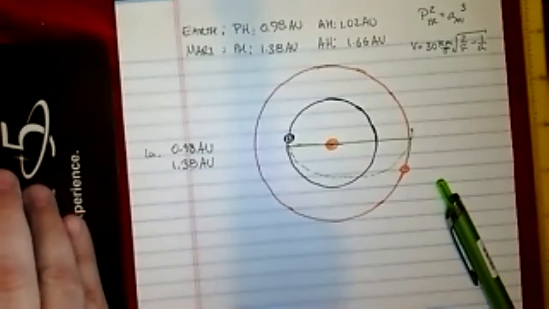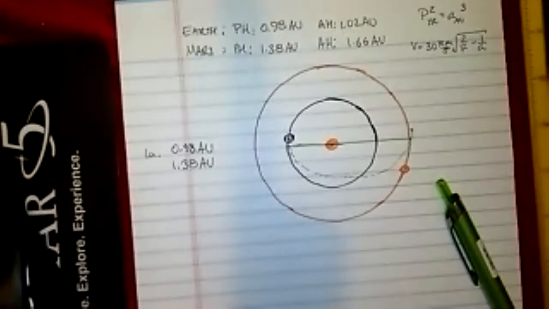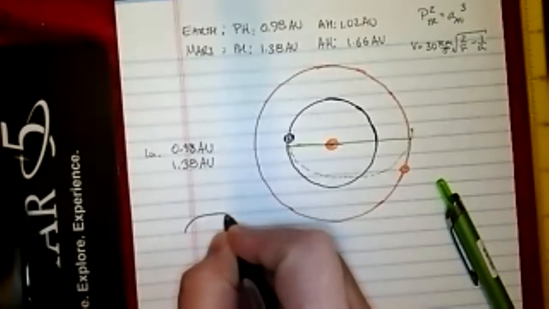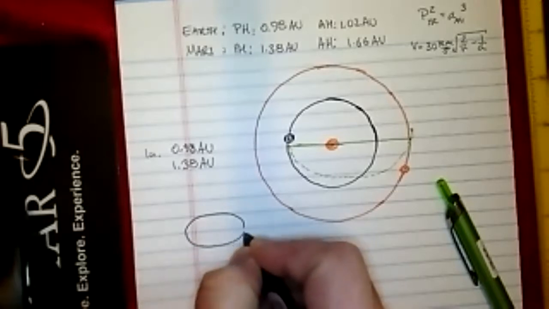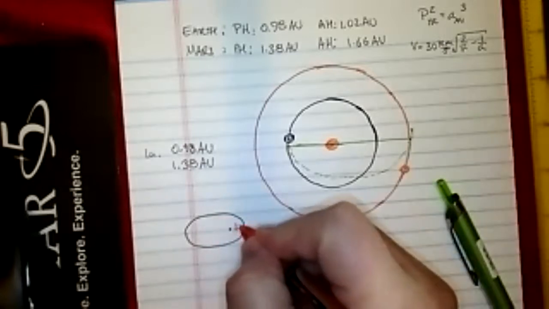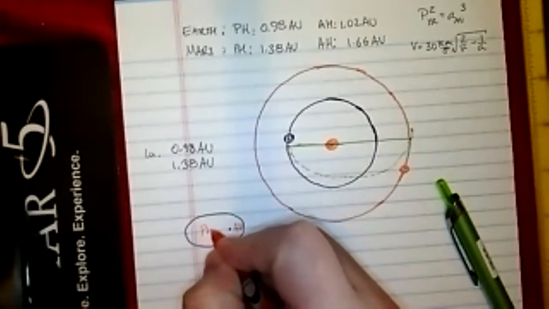So part 1B says, what is the semi-major axis of the spacecraft? And it again gives you a nice little helpful hint. But in general, remember the way orbits work is the orbit is basically an ellipse with the sun at one focal point. So I'm going to draw roughly an ellipse. And this one's going to be the aphelion distance.